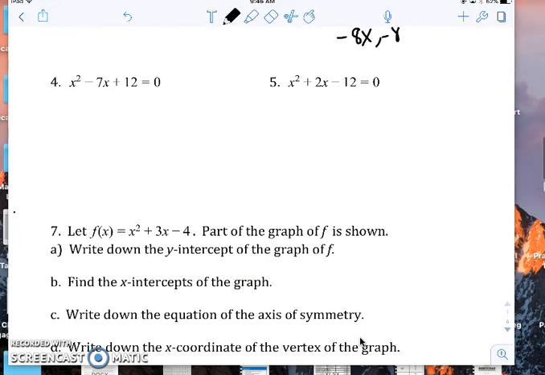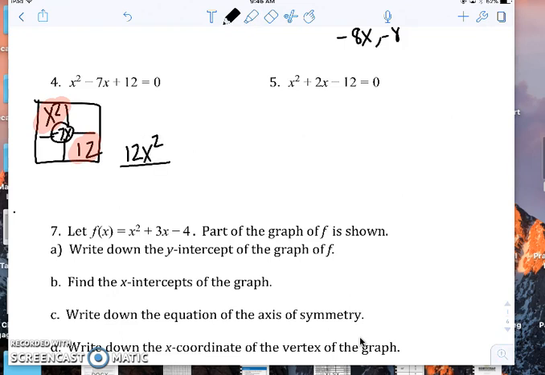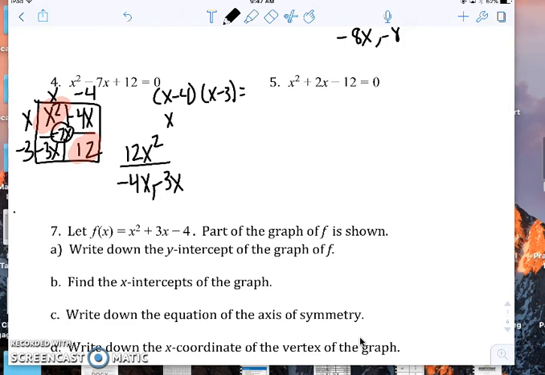Next one here, again, this could be a factoring one. So we have x squared, negative 7x, 12. Multiply those boxes together, so we got 12x squared, and adds to negative 7. So we got negative 4x and negative 3x. So negative 4x, negative 3x, x minus 4, minus 3. So if we have x minus 4 and x minus 3 equals 0, our answers would be x equals 4 and x equals 3.